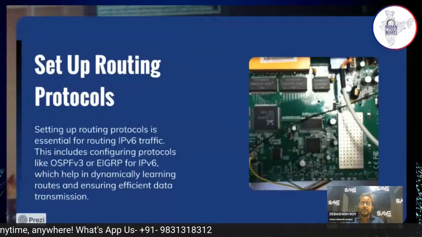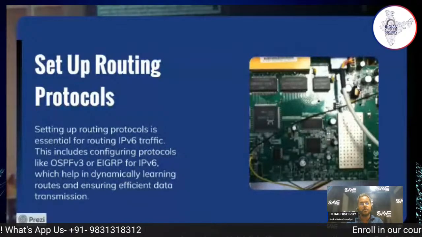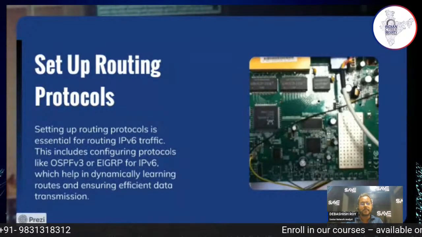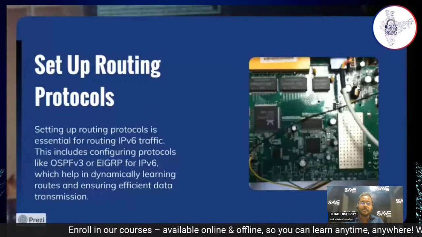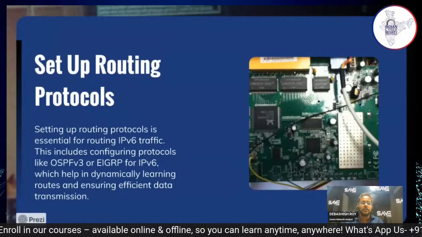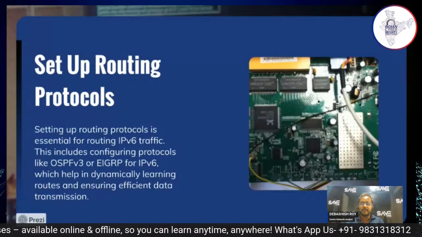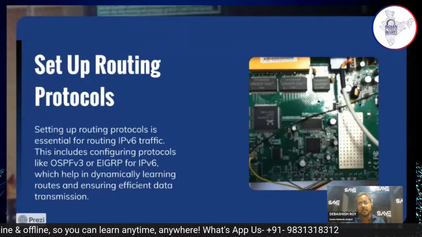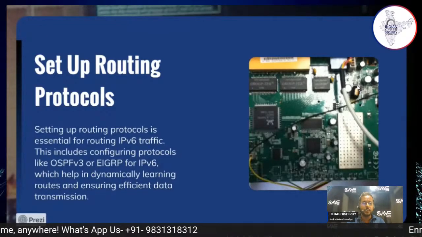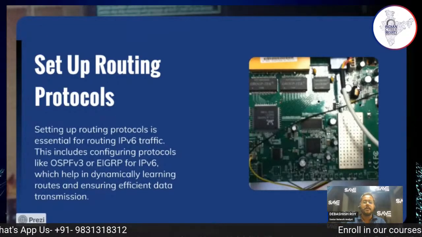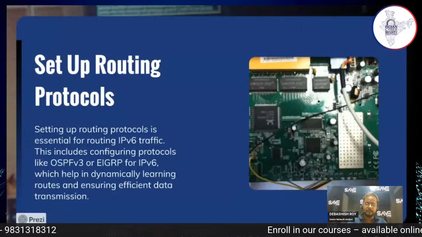Then the third step: set up routing protocols. If you want to do static routing, do that. Otherwise, you set up the routing protocols. Setting up routing protocols is essential for routing IPv6 traffic, as you know. This includes configuring protocols such as OSPFv3, or let's say EIGRP for IPv6, or even BGP version 6, which help in dynamically learning routes and thus ensuring efficient data transmission.